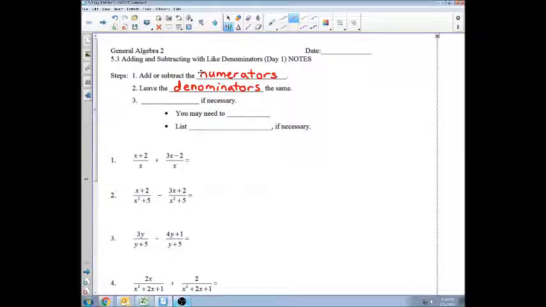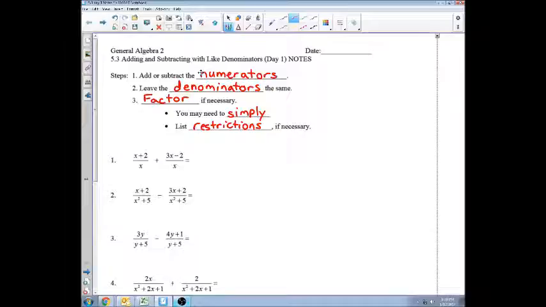At that point, once we have added the numerators and we have left the denominators alone, we are going to factor if necessary. You may need to simplify after you factor, and we need to list any restrictions if we have any. Okay? So basically, after we add or subtract the numerators, it's going to turn into our last unit all over again. So let's look at problem number 1.